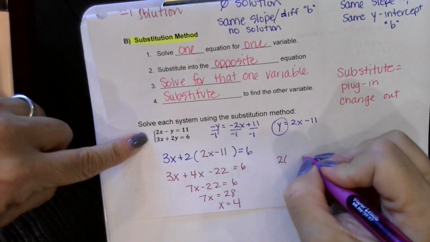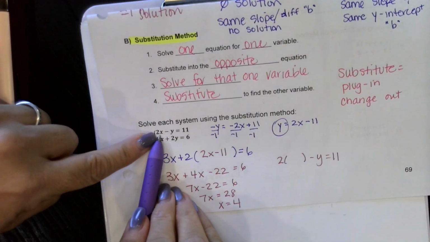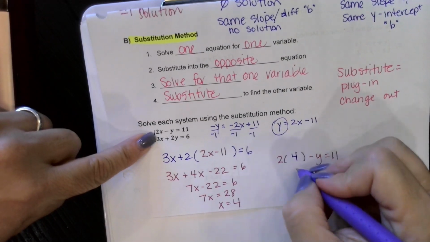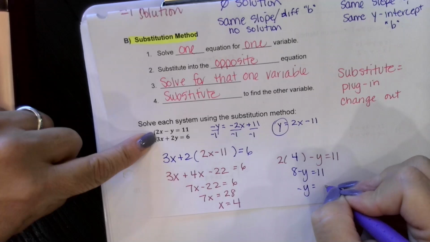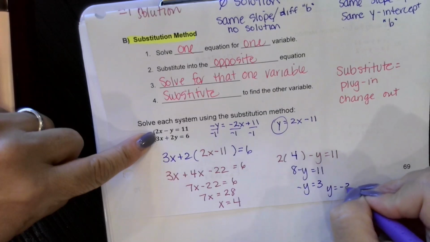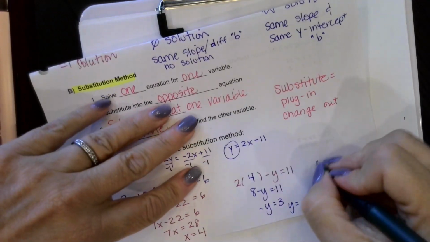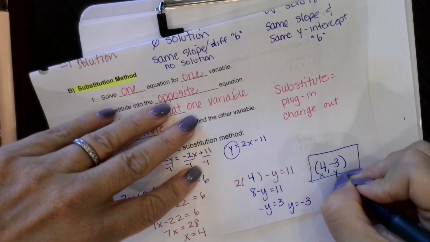So I have 2x minus y equals 11. Now, here's what I used. 2x, this is what x is, so I'm going to plug my 4 in here, minus y equals 11. So 8 minus y equals 11. So minus y equals 3. So y equals negative 3. So now I have an x equals and a y equals, and we always write these as ordered pairs. So my solution here is going to be 4, negative 3. The order matters. This is my x variable, and this is my y variable.